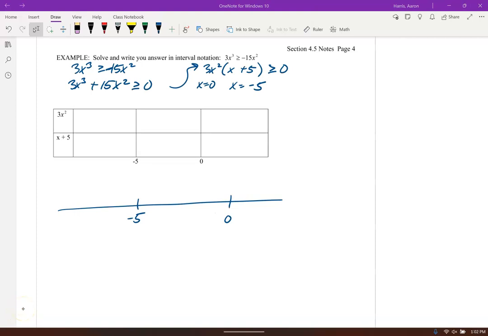So I added 15x squared to both sides. Find my zeros, so 0 and -5, I throw them on. I got to decide whether I can include my critical points, because I'm asking for this equation, right? So can I include -5?